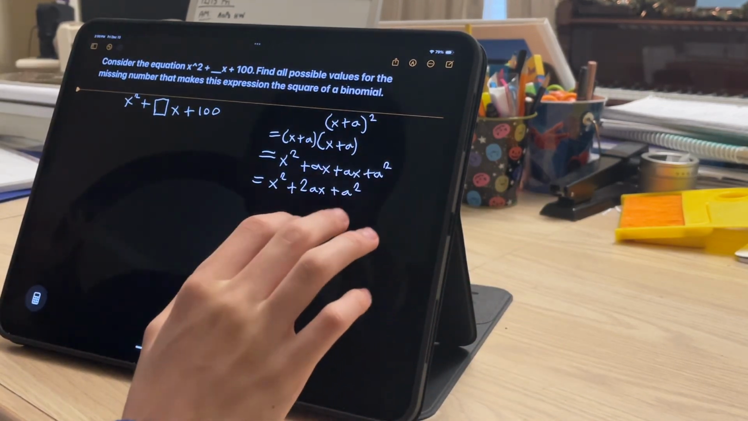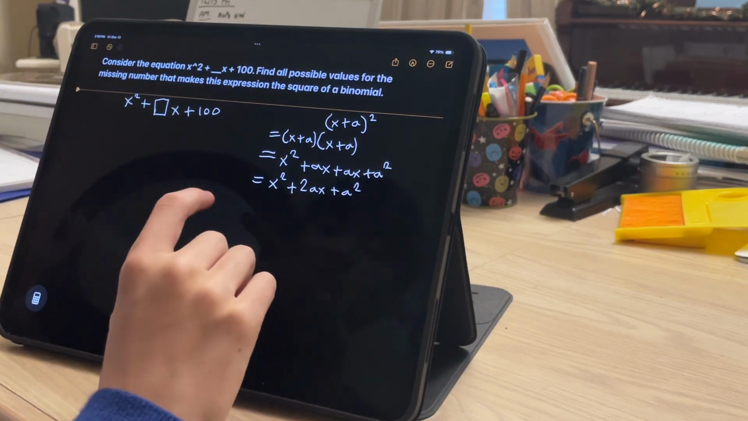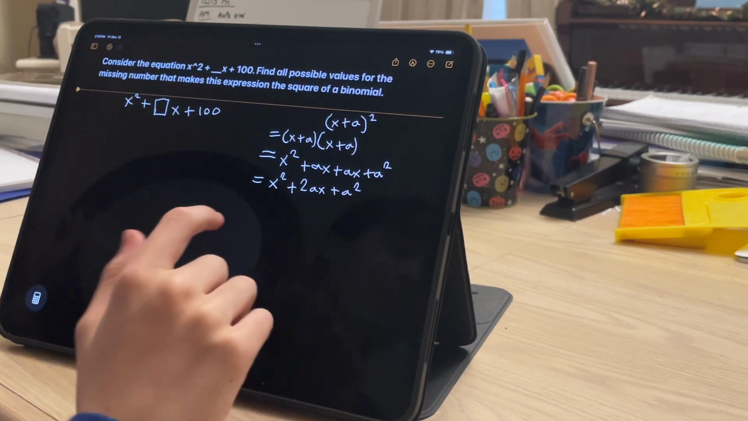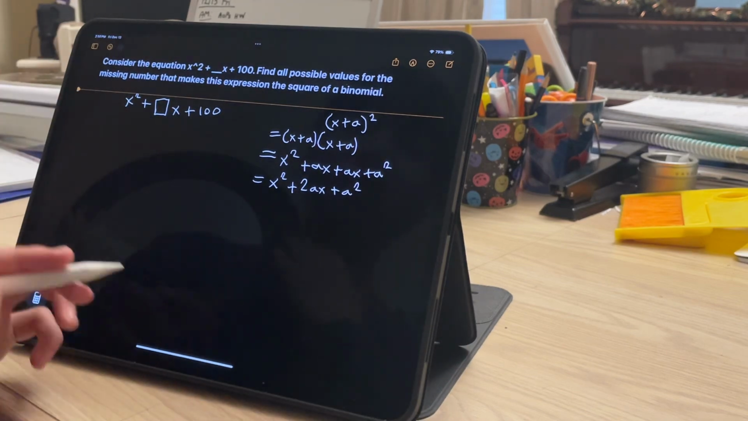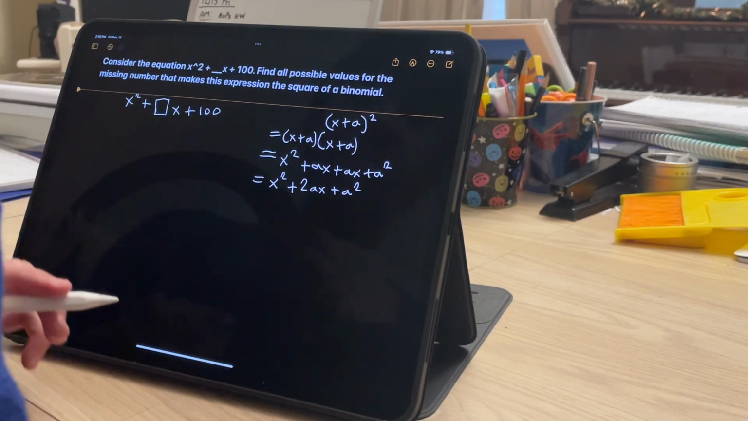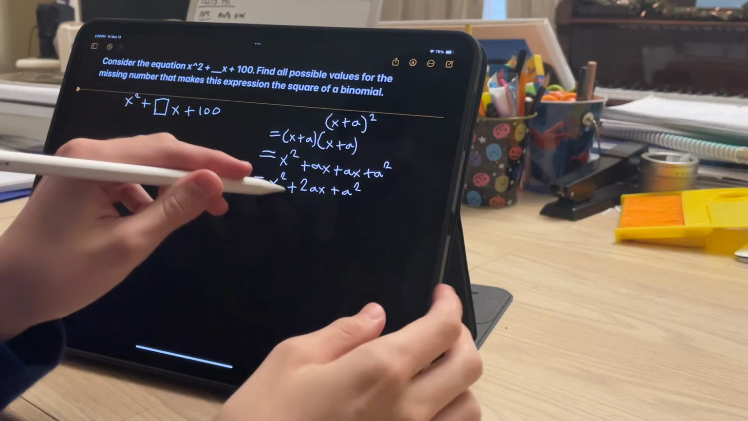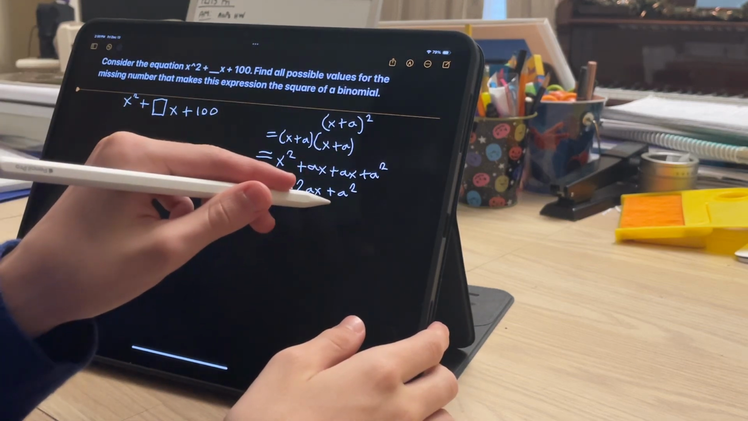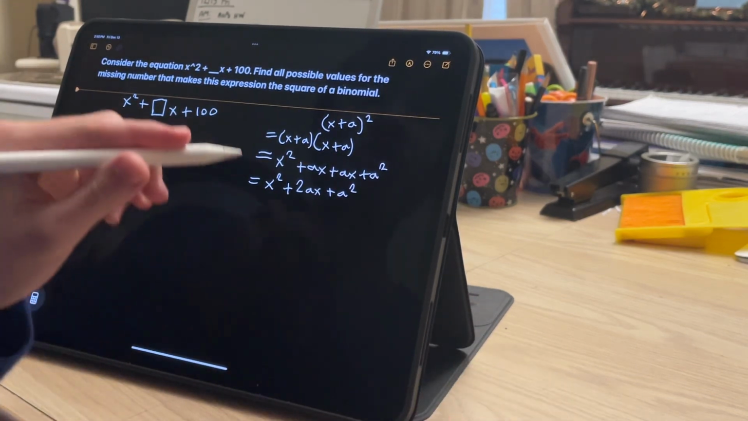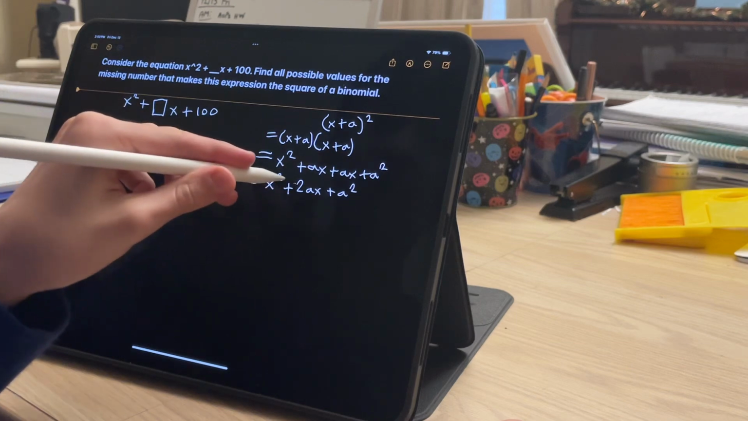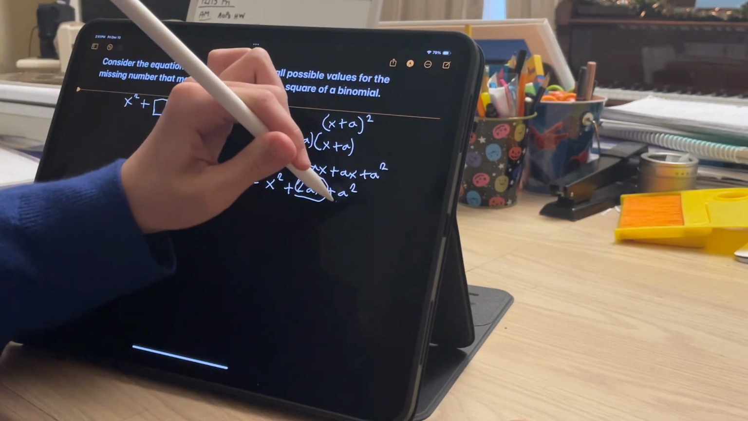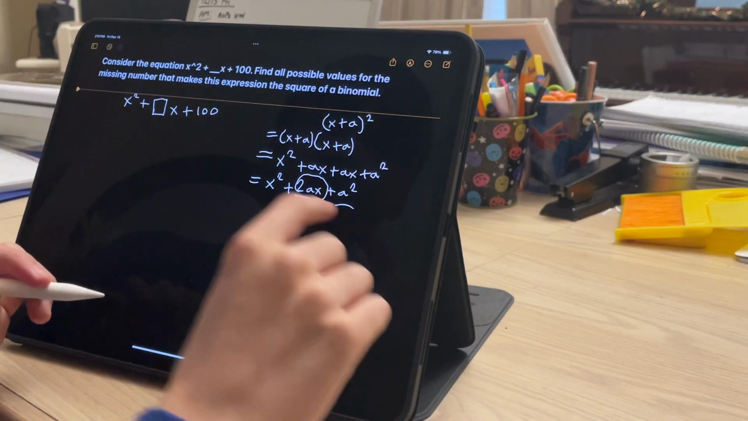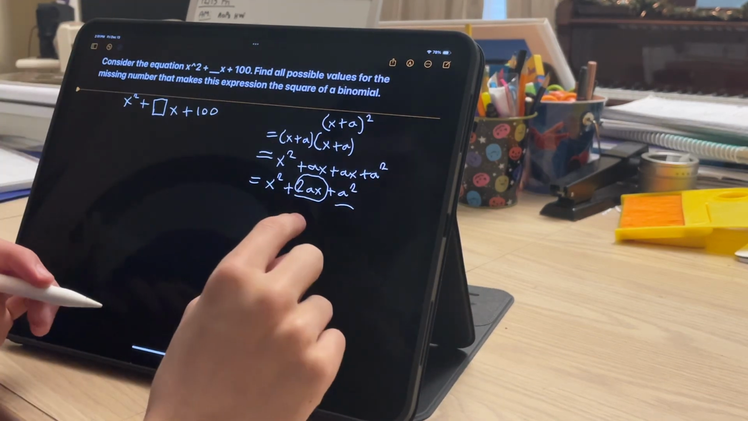And there's actually a special theorem that has to do with the square of binomials that comes in especially handy for these types of questions. The theorem states that the constant term, which is the a squared in this case, is going to be the square of half the linear term. The linear term is the 2ax, and this is the constant term. So the constant term is the square of half of the linear term.